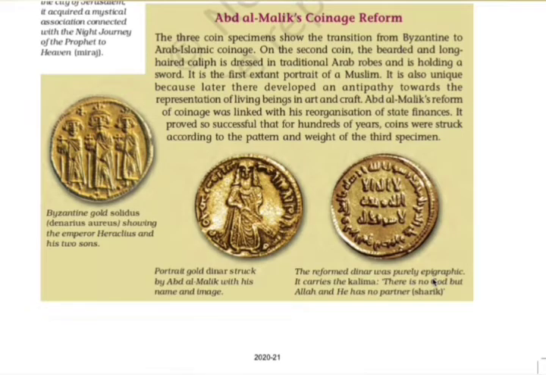Abdul Malik's coinage reform. The three coin specimens show the transition from Byzantine to Arab Islamic coinage. On the second coin, the bearded and long-haired caliph is dressed in traditional Arab robes and is holding a sword. It is the first extant portrait of a Muslim. It is also unique because later there developed an antipathy towards the representation of living beings in art and craft. Abdul Malik's reform of coinage was linked with his reorganization of state finances. It proved so successful that for hundreds of years, coins were struck according to the pattern and weight of the third specimen.